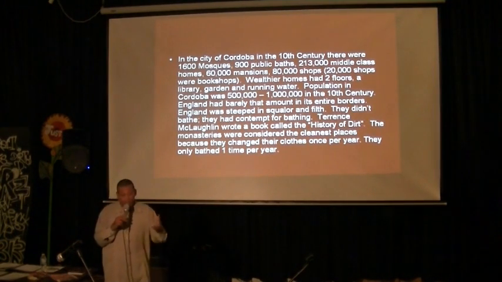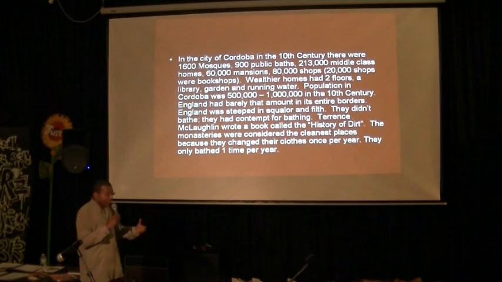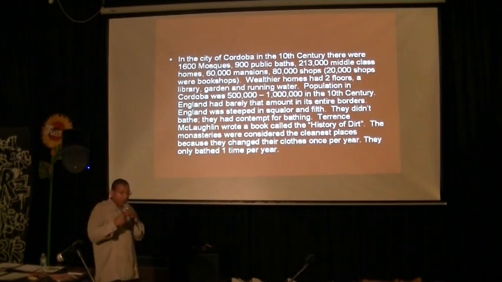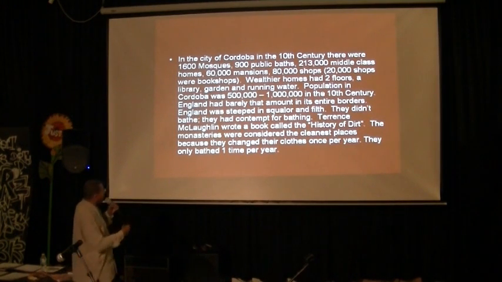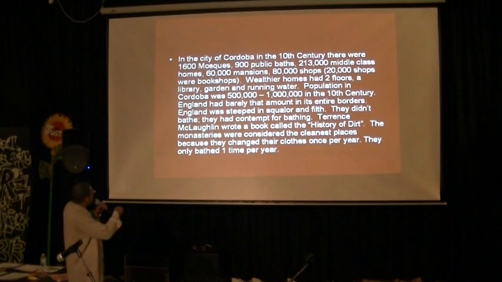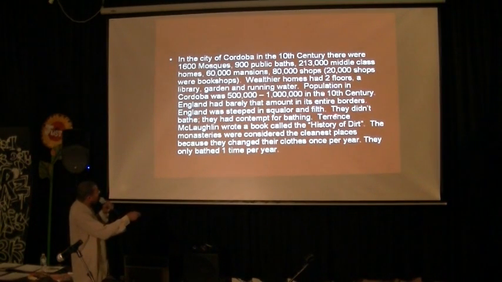This is one of the things they're going to introduce. They're going to introduce something called alchemy. And chemi means of Chemet. And today we call it chemistry. But this is something that the Moors are going to introduce. England had barely that amount in its entire borders. England was steeped in squalor and filth.